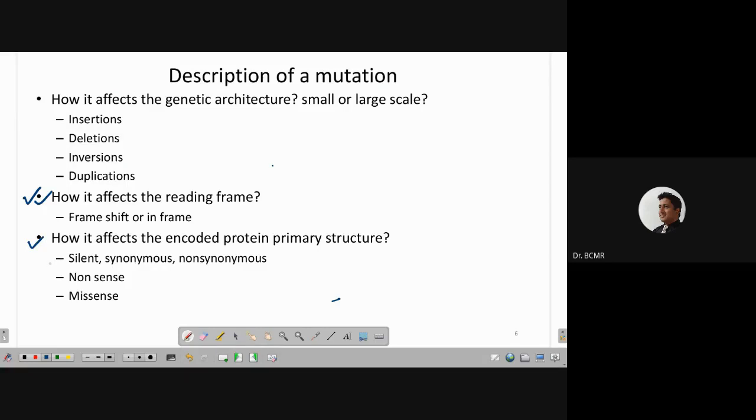Some changes may have no bearing on the primary structure of the protein, and some may. Some will be nonsense mutations, which means that the protein will become truncated, and some of them will be missense. When we discuss the genetic code, you will be able to understand it better in the later chapters.